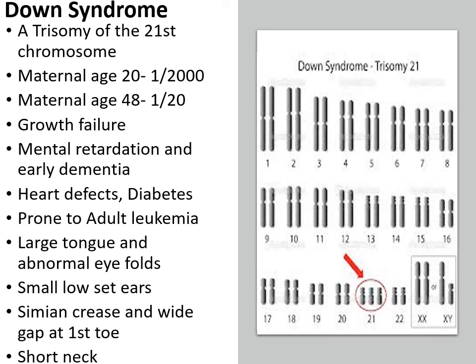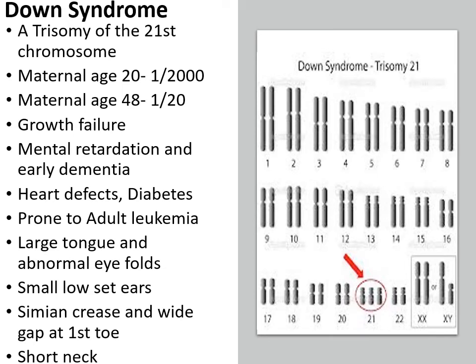Okay, so Down syndrome, let's look at the 21st autosomal chromosome. There's 3 chromosomes there, okay? And that occurred because of non-disjunction during meiosis. So at the age of 20, you have a 1 in 2,000 chance of having a fetus or a newborn with Down syndrome. Pretty low. At the age of 48, it's a 1 in 20 chance.